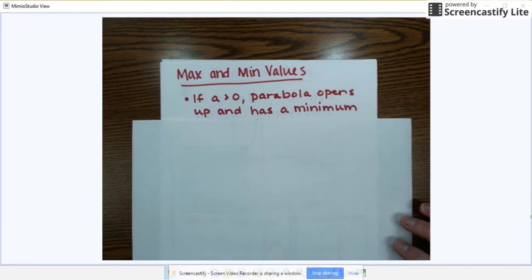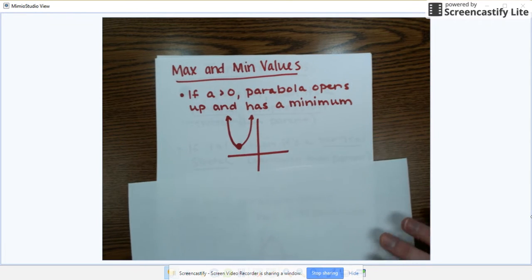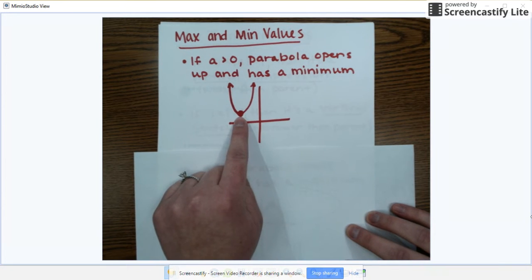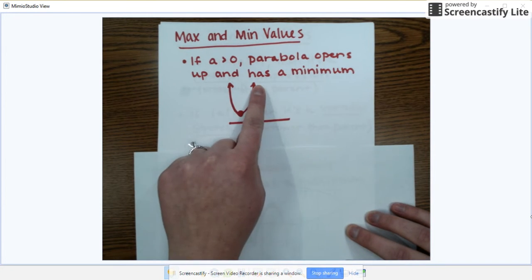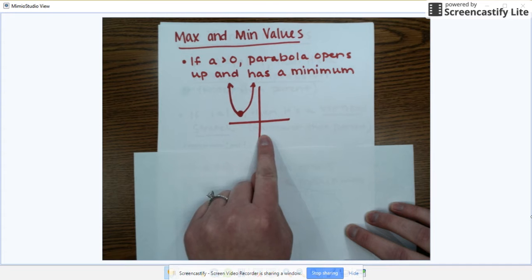We just talked about if your a value is positive, your parabola will open up. And if your parabola opens upward, that means your vertex is going to be a minimum. So our parabola opens up. That lowest point, our vertex, is going to be the minimum of that function, meaning there's no values that are going to be below that parabola.